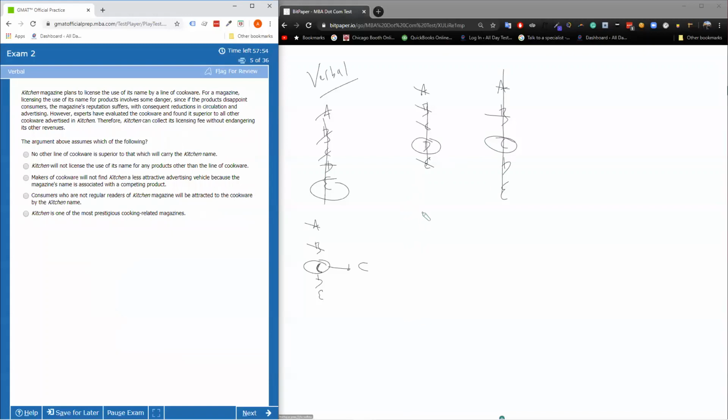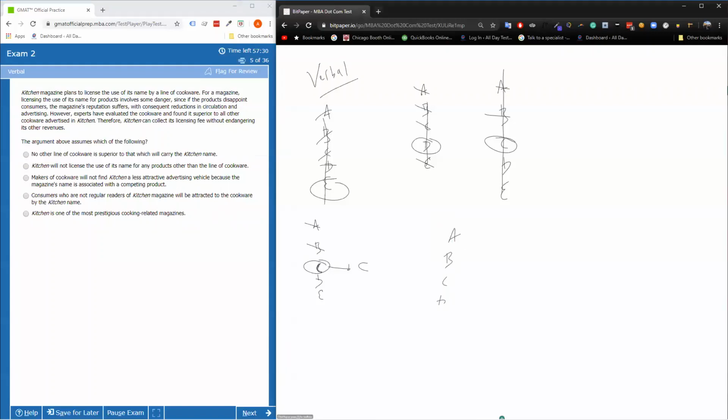Kitchen Magazine plans to license the use of its name by a line of cookware. For a magazine, licensing the use of its name for products involves some danger, since if the products disappoint consumers, the magazine's reputation suffers, with consequent reduction in circulation and advertising. However, experts have evaluated the cookware and found it superior to all other cookware advertised in Kitchen. Therefore, Kitchen can collect its licensing fee without endangering its other revenues. The argument above assumes which of the following?